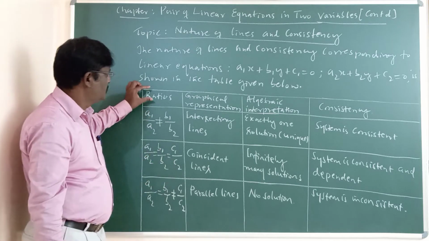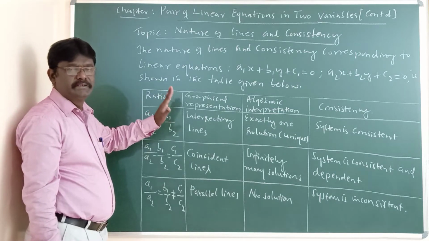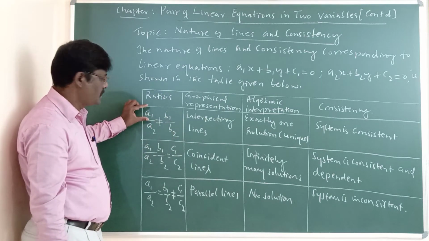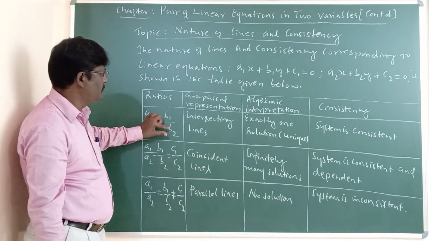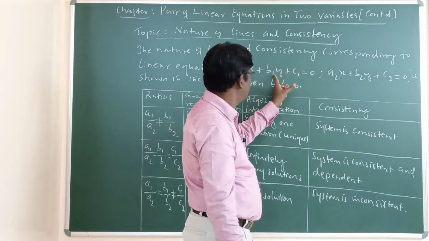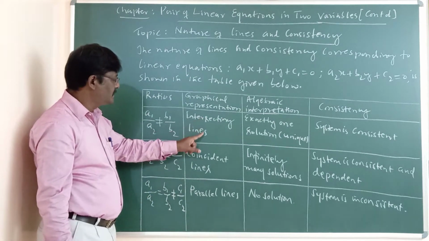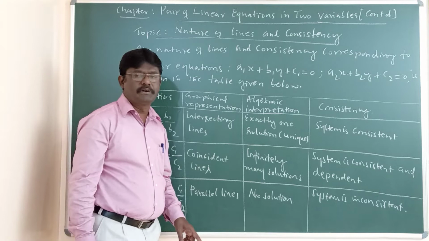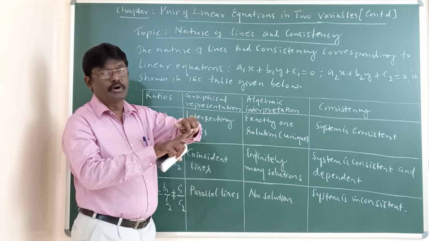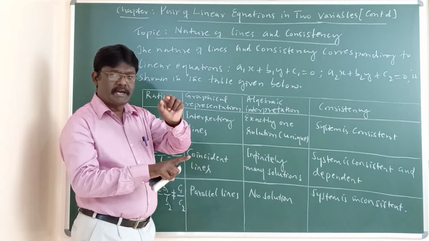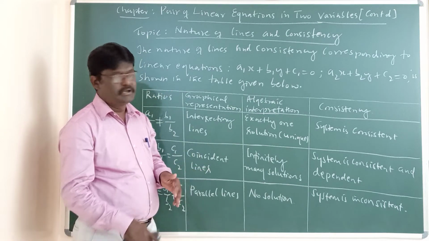Look at it now. In order to get the nature of lines, we should study the ratios of the coefficients. How? Like this: if a1 by a2 is not equal to b1 by b2 in the given system of equations, then we get intersecting lines. In the previous class we drew the graph. Whenever the lines intersect, that point, having the x coordinate and y coordinate, gives the values of the variables x and y.